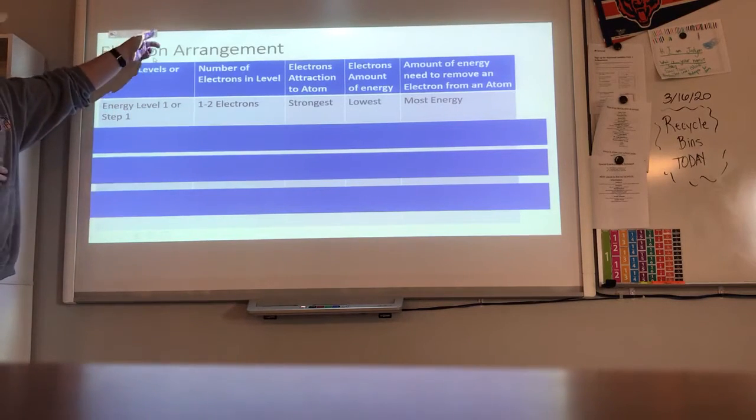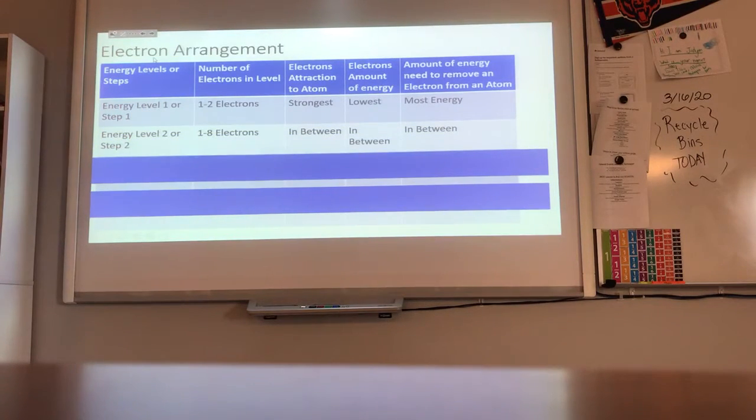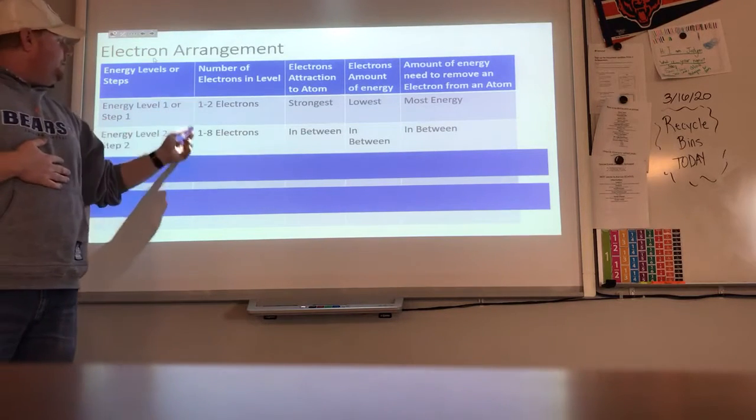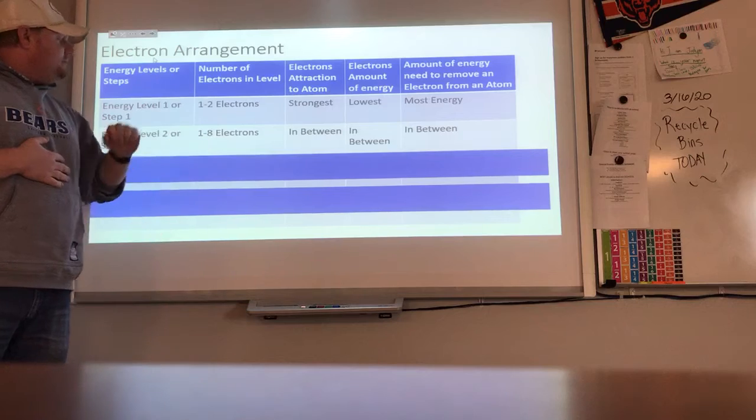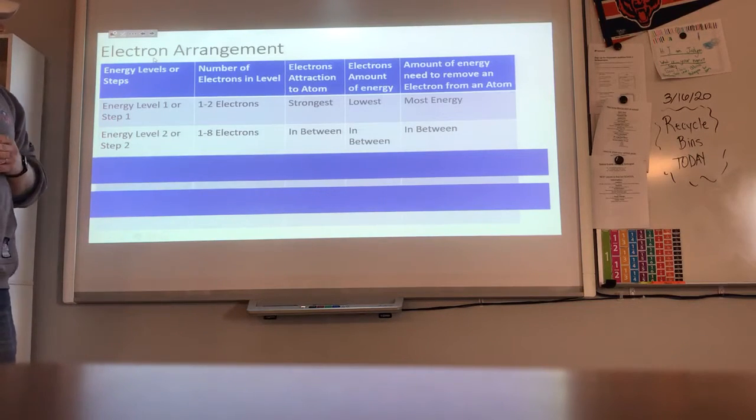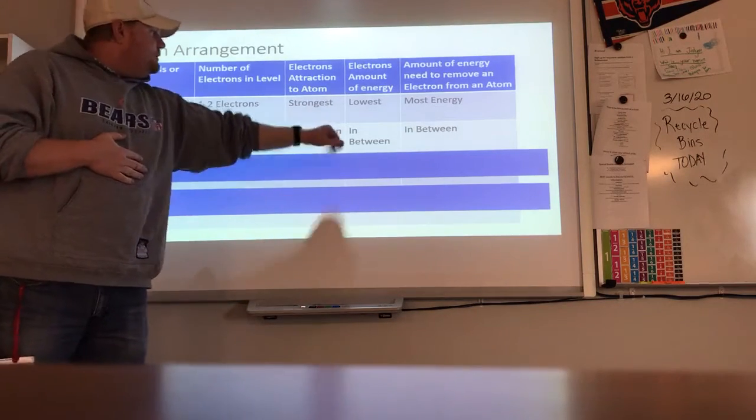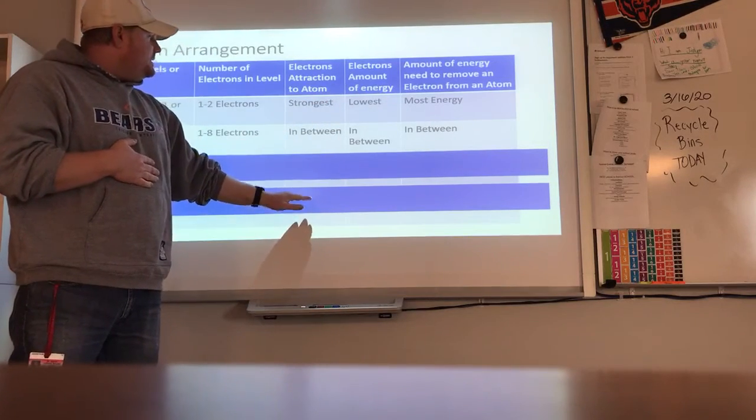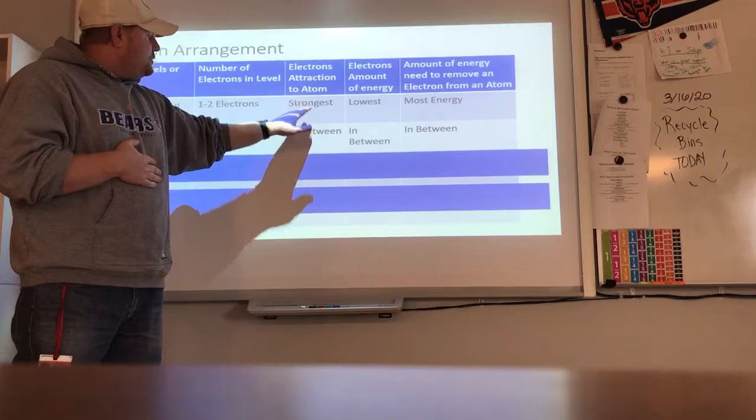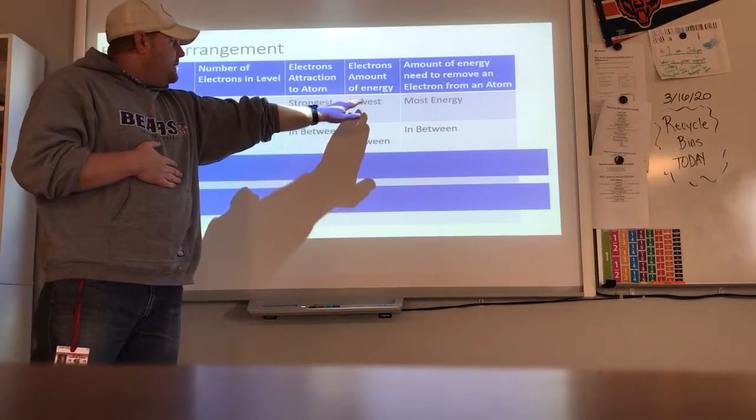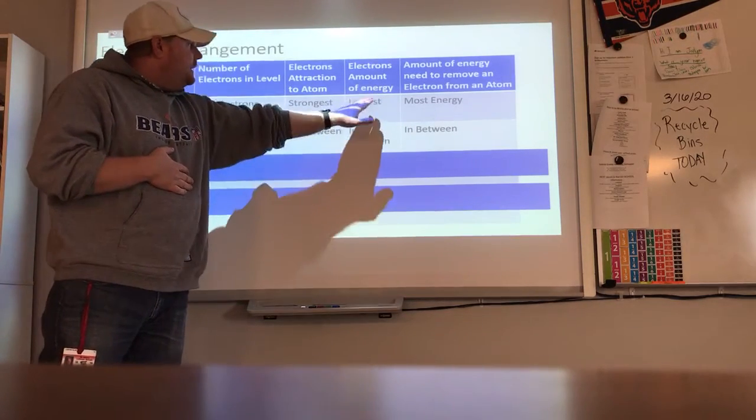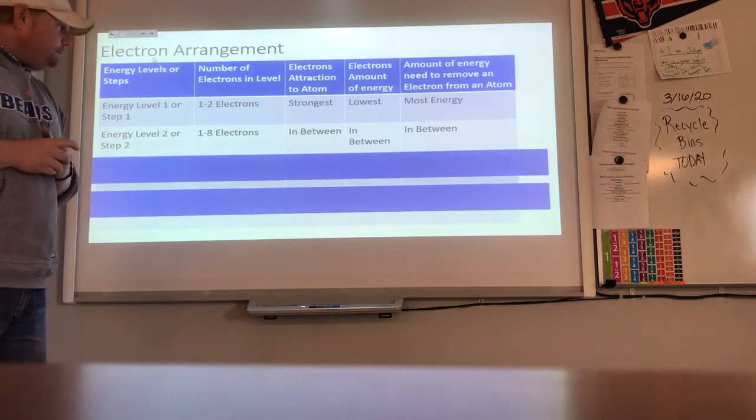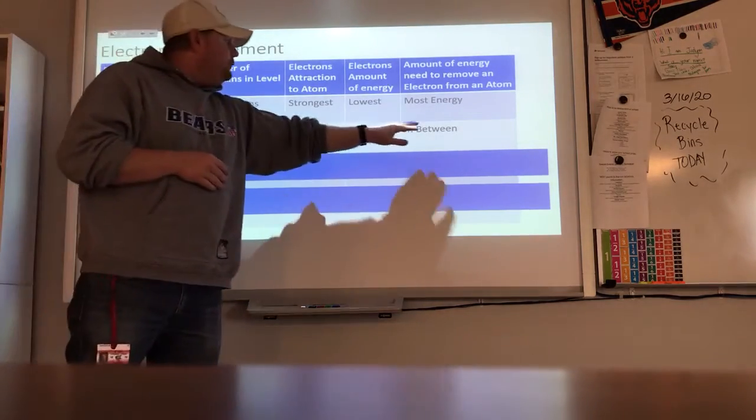Now as we go out, step 2 or level 2, you can have 1 to 8. So 1 to 2 in here and then 1 to 8 in here. You would add these together to get the total. Now, it says in between and in between. Well, if this is the strongest, this would probably be the weakest, and these would be the in between going from strong to weak. This is the lowest amount of energy. This will be the highest, and going from lowest to highest, these will be in between. Now, we see that in between in all 3 levels.